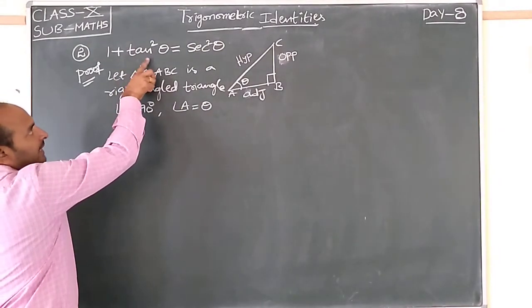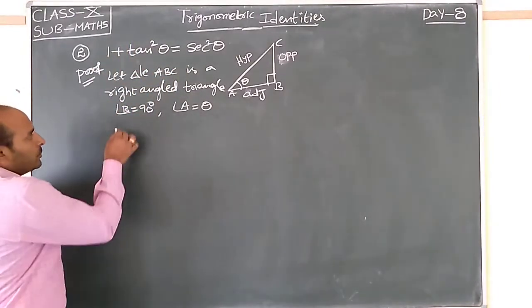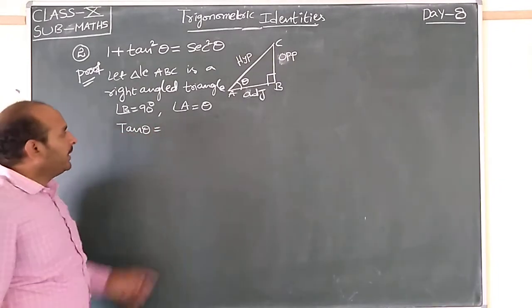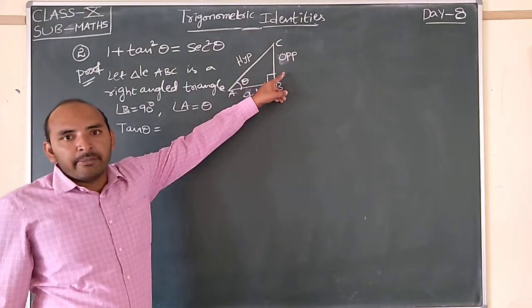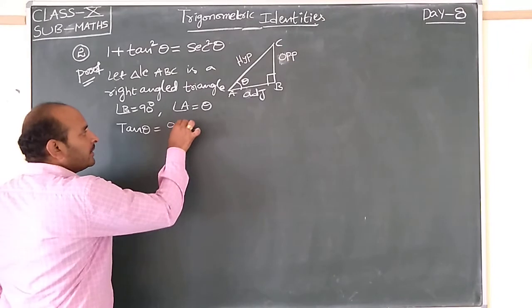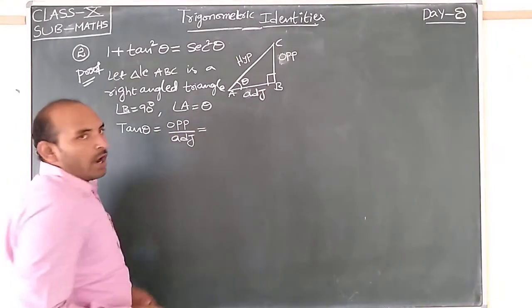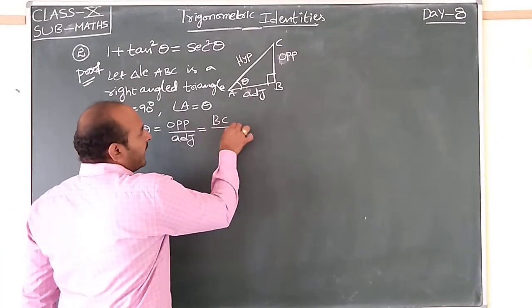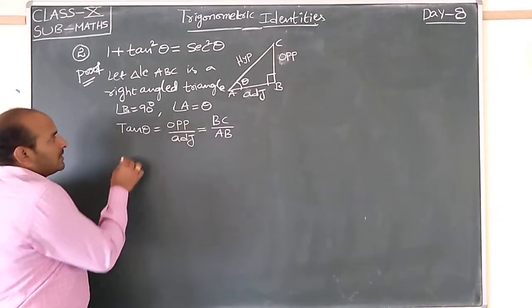1 plus tan square theta is equal to secant square theta. I want the tan theta value, so find out tan theta. Tan theta is nothing but opposite side divided by adjacent side, which is equal to opposite side BC divided by adjacent side AB. So next, secant theta.